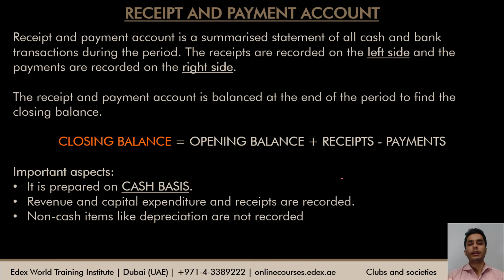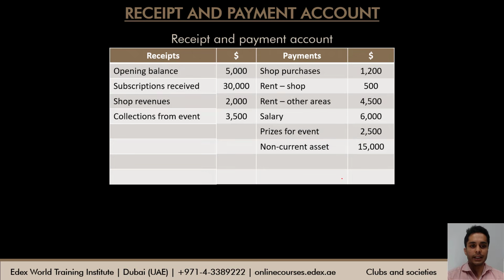Another important point to be kept in mind is that receipt and payment account does not make any difference between the revenue and capital expenditure and receipts. So basically you record all the receipts and all the expenditures during the year. Whether you pay for an expense or you pay for a non-current asset, you record all of it. And finally, non-cash transactions like depreciation are obviously not recorded because this is a receipt and payment account prepared on a cash basis. So this is the format of a receipt and payment account.